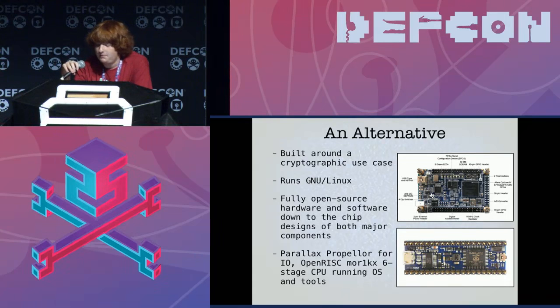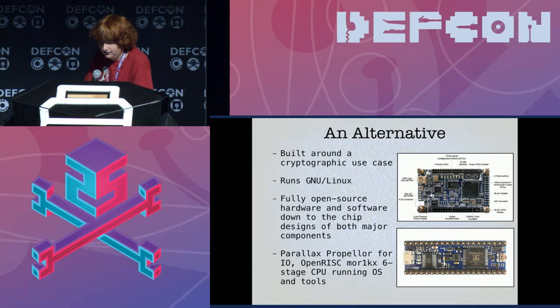We're using the Parallax Propeller for I/O, so the Parallax Propeller acts as a terminal emulator, similar to an older serial terminal. And then we have the OpenRISC CPU design, the mor1kx 6-stage RISC CPU running on that FPGA, running the OS, the operating system. So we took the OpenRISC CPU standard and we built a system around it. It's got JTAG, it's got UART, it's got an SDRAM bus. It's a fully functional processor.